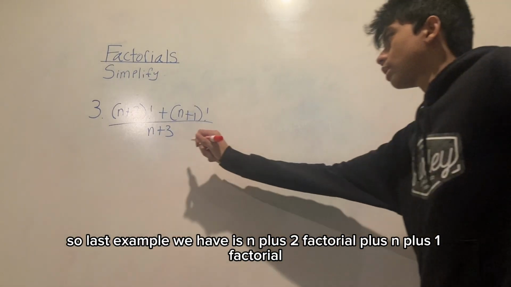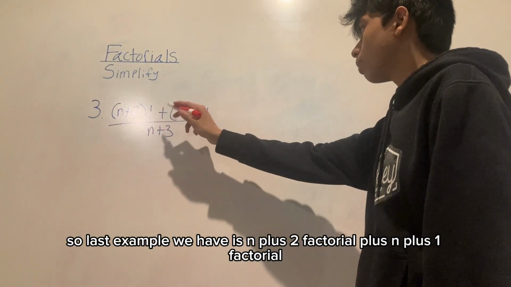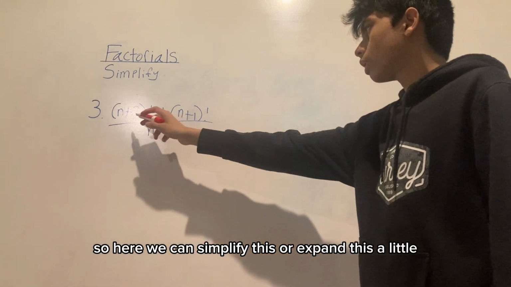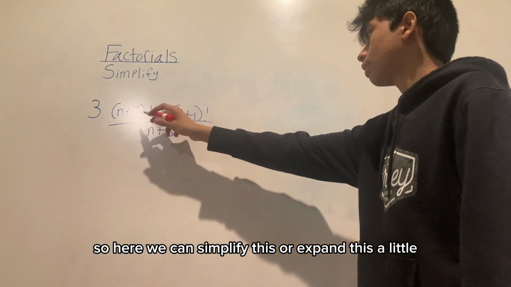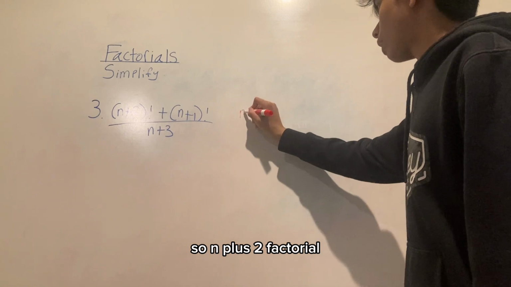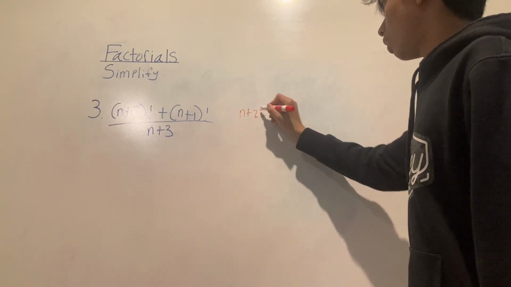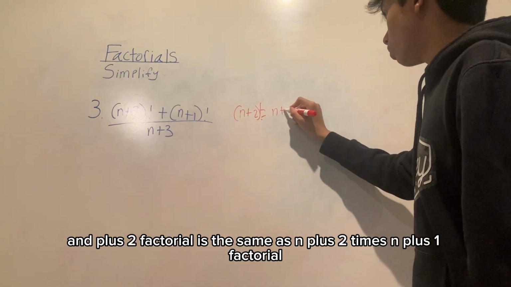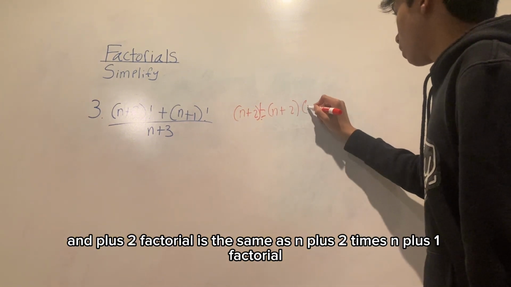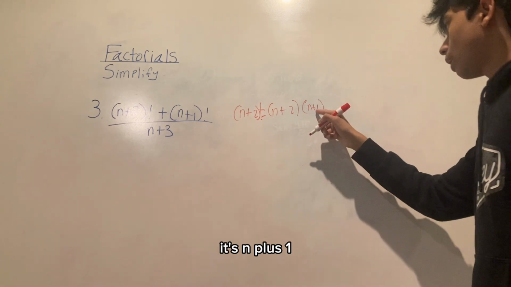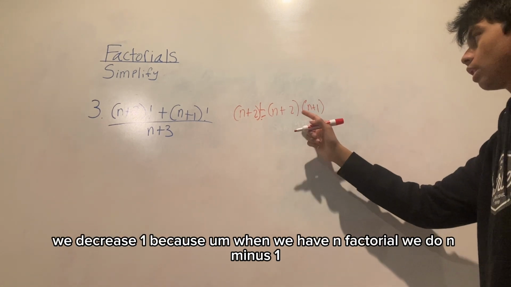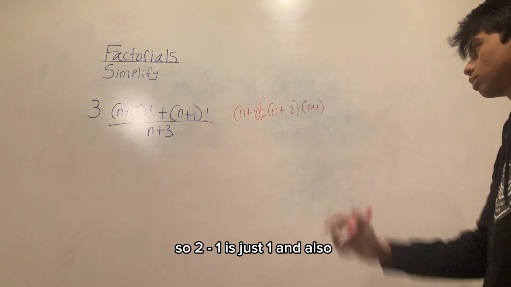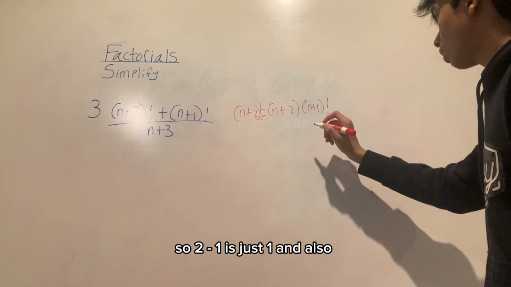Okay, so the last example we have is n plus 2 factorial plus n plus 1 factorial, all divided by n plus 3. So here we can simplify this or expand this a little. So n plus 2 factorial is the same as n plus 2 times n plus 1 factorial. It's n plus 1, we decrease 1 because when we have n factorial, we do n minus 1. So 2 minus 1 is just 1. And also, don't forget the factorial.